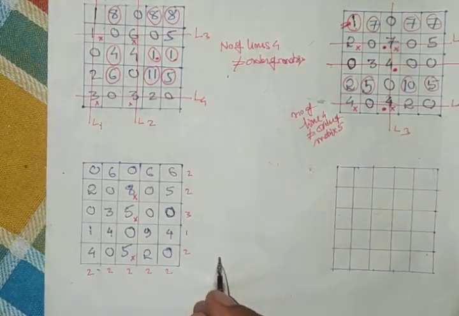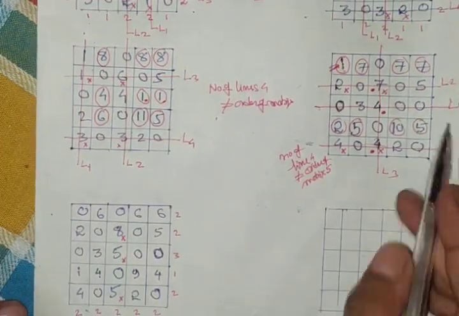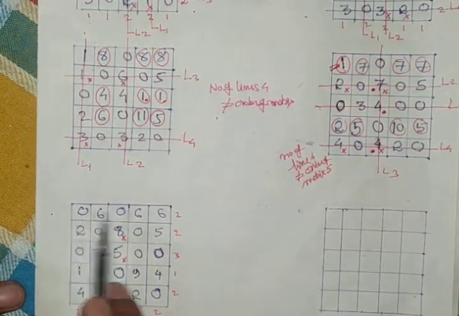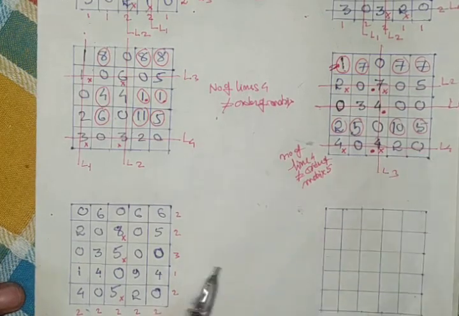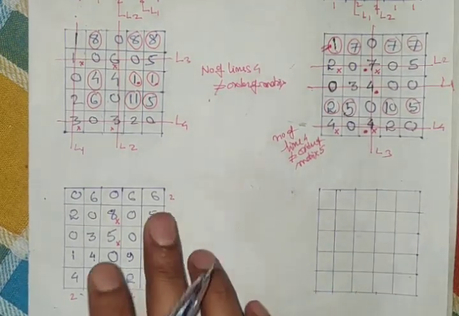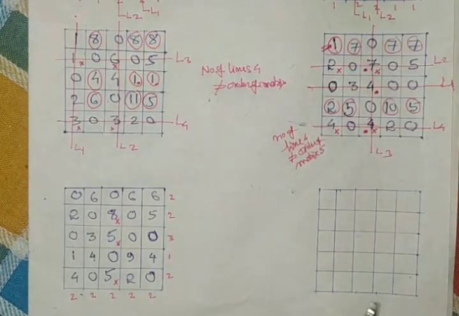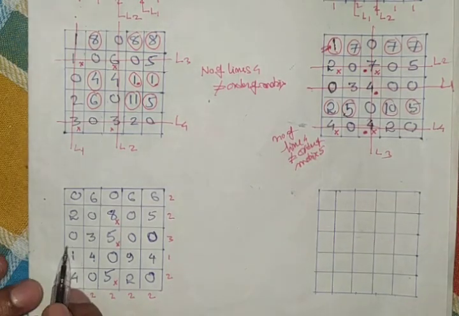This one also 2, this one also 2. So if you observe from this table to that table, the number of zeros here is 8, and here the number of zeros is 1, 2, 3, 4, 5, 6, 7, 8, 9, 10. So the number of zeros has increased here. So after that you have to draw the lines. So let's draw the lines here.